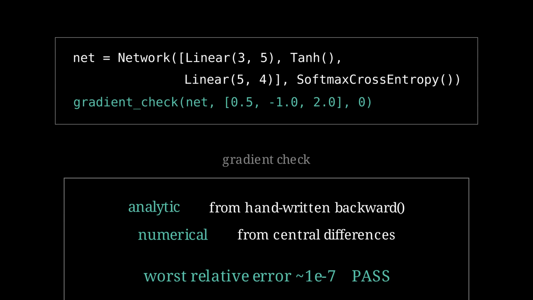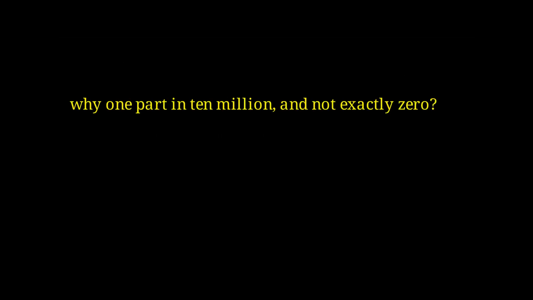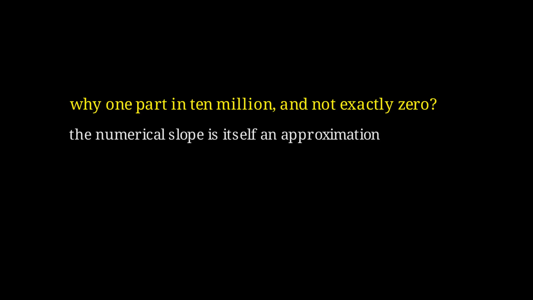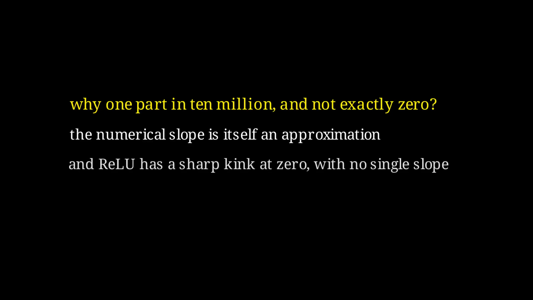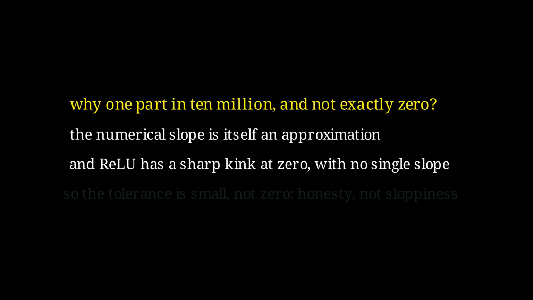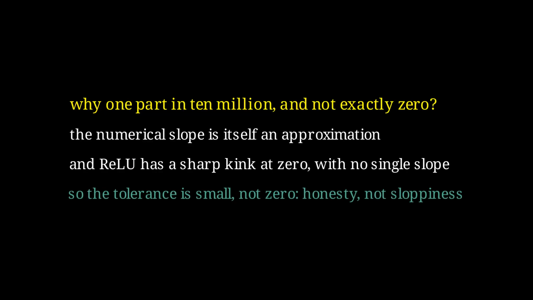Our derivatives are correct. So why 1 part in 10 million and not exactly 0? 2 honest reasons. The numerical slope is itself only an approximation, so tiny rounding errors survive. And some activations are not perfectly smooth. The rectified linear unit, the other activation in this library, has a sharp kink at 0, a corner where it has no single well-defined slope. Land a value exactly on that kink, and the numerical check and the analytic rule can honestly disagree. That is why the tolerance is a small number rather than 0. Not sloppiness, but the truth about where a derivative lives and where it does not.